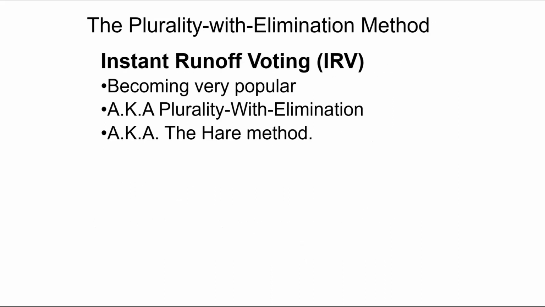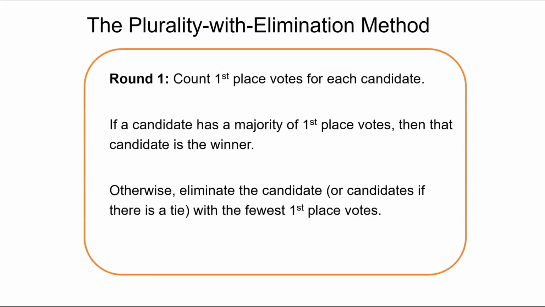Now, plurality with elimination is often called instant runoff voting, and that's mainly what you'll probably hear in the media if a particular county or city uses this method. I'm going to go through how to do it, and then we'll do an example.